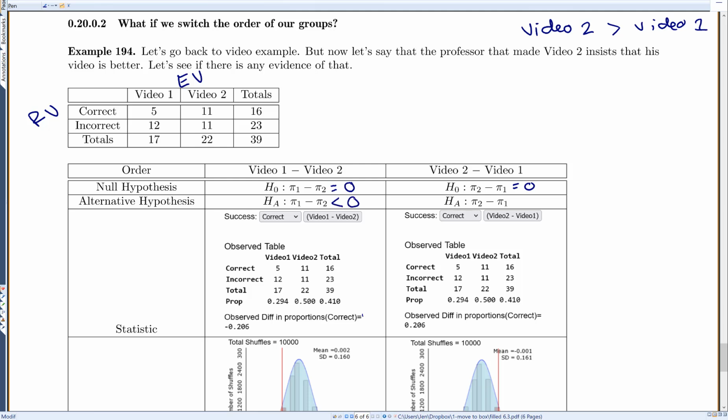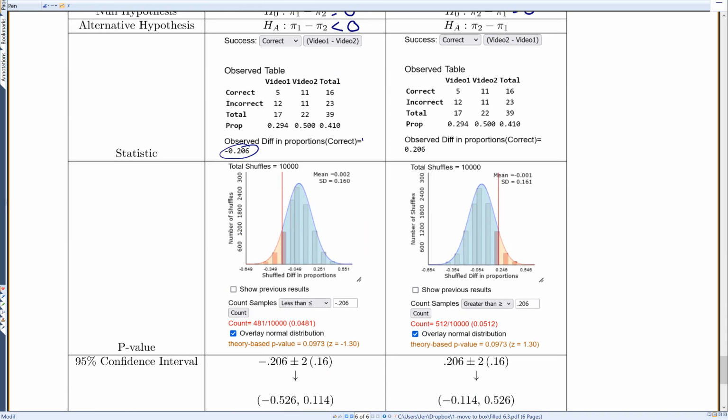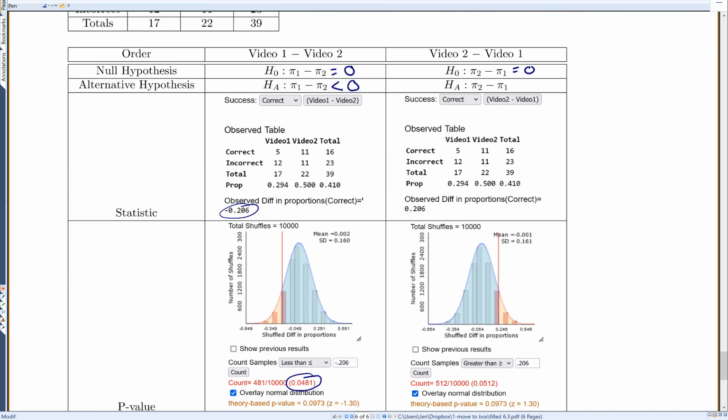Okay. And then we pull up the applet. This is all of the data that we've already had. So we had a negative 0.206 as our statistic. My p-value was 0.0481. You'll notice right here, because my alternative was a less than, I do have to change to count my samples for a less than. And I get this p-value here of 0.0481.